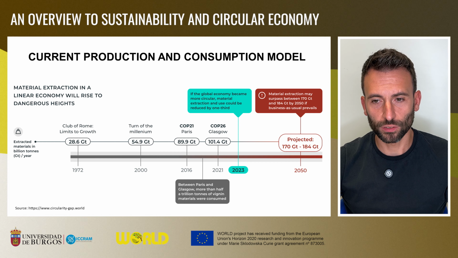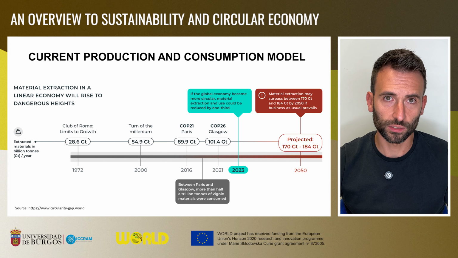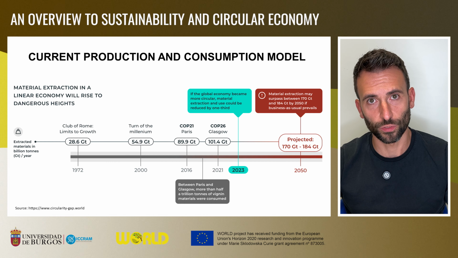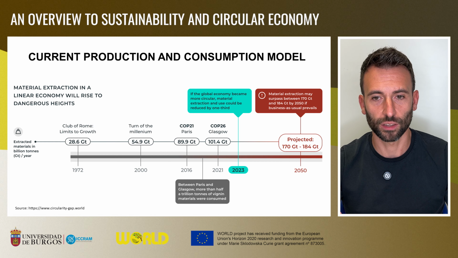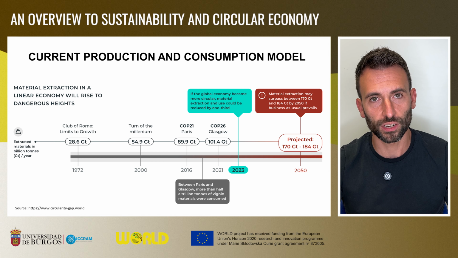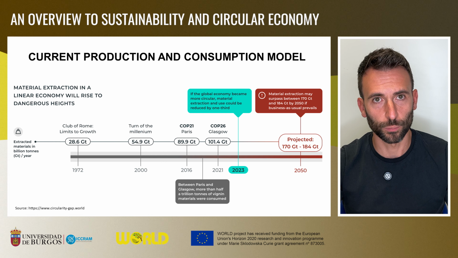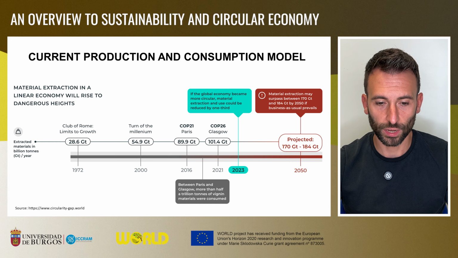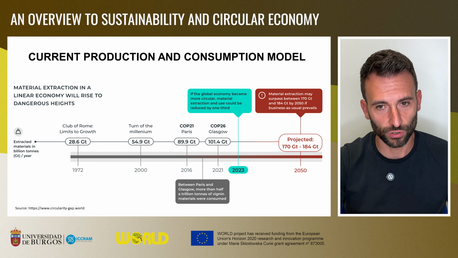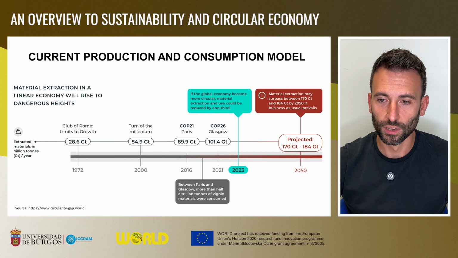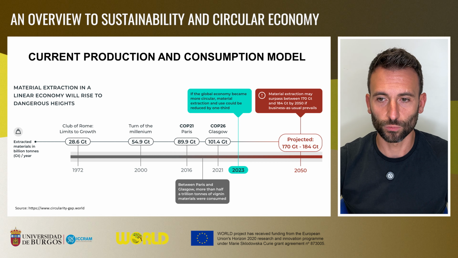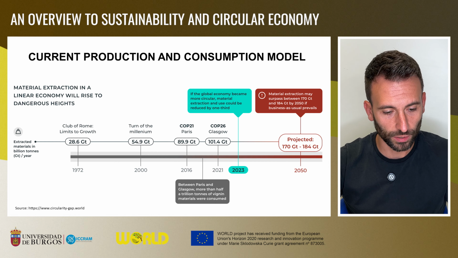So the current production and consumption model is based on extracting, using and disposing of materials. And in this graph we can see the quantity of materials that has been extracted since 1972, when the Club of Rome published The Limits to Growth, to advise the population that the resources are limited on the planet. So we need to move or to reconsider the economic model.